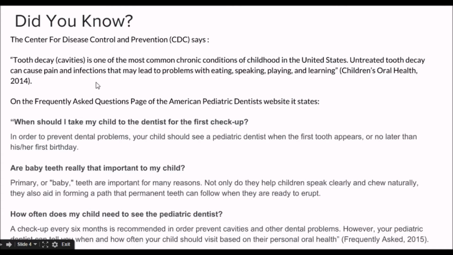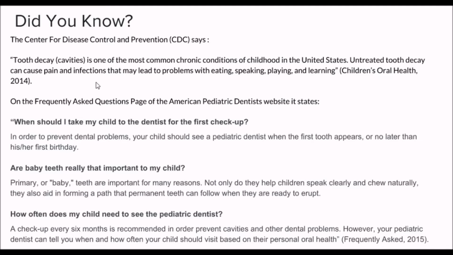So the first thing I just want to go through here is that the Centers for Disease Control and Prevention talk about how tooth decay is one of the most common chronic conditions in childhood in the United States. And it's important for us to take care of our children's teeth because it can lead to other problems in their development, like eating problems, speaking problems, playing and learning issues.